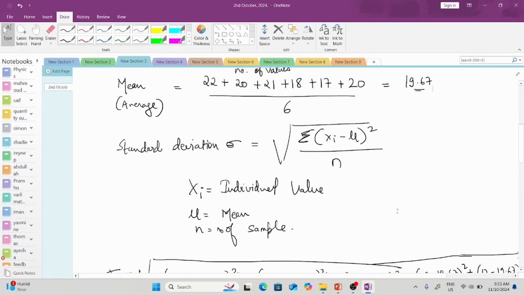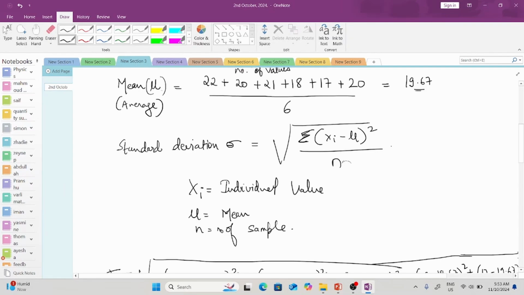The second thing you are supposed to know is standard deviation. Standard deviation sigma is equal to the square root of the summation of xi minus mu whole square, divided by n. What is this mu? Mu is nothing but the mean. The representation of mean is mu. And xi is the compressive strength of an individual concrete block. And n is the number of compressive strengths, which was 6 in our case.